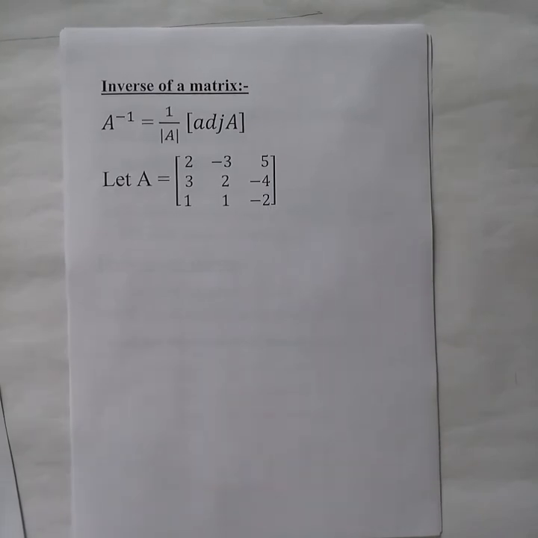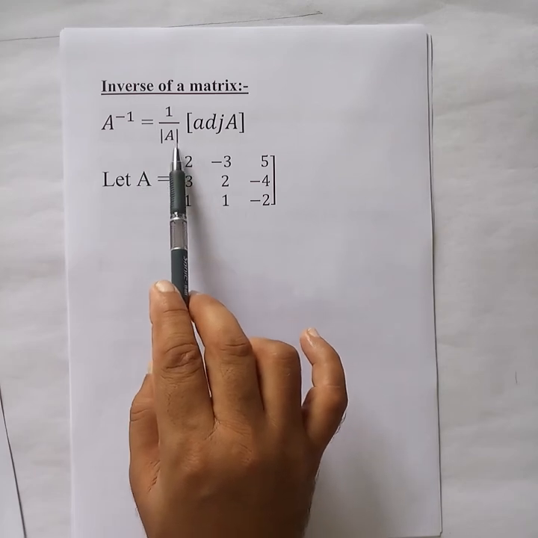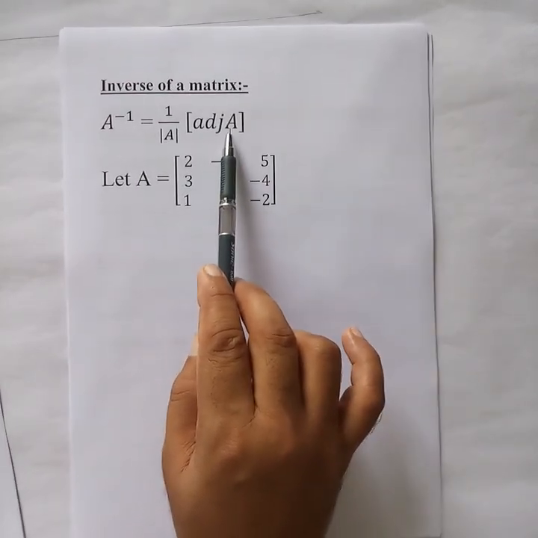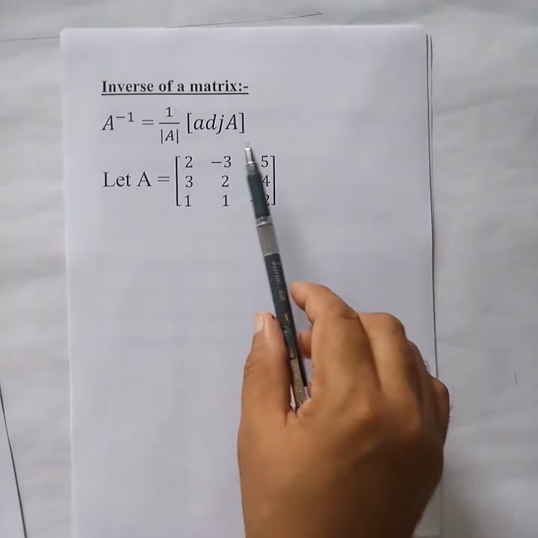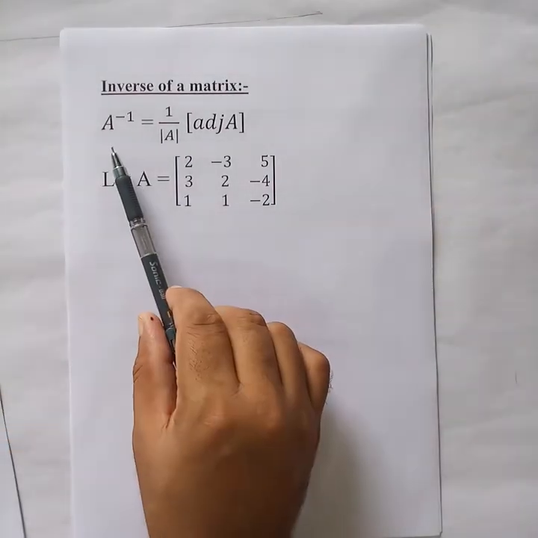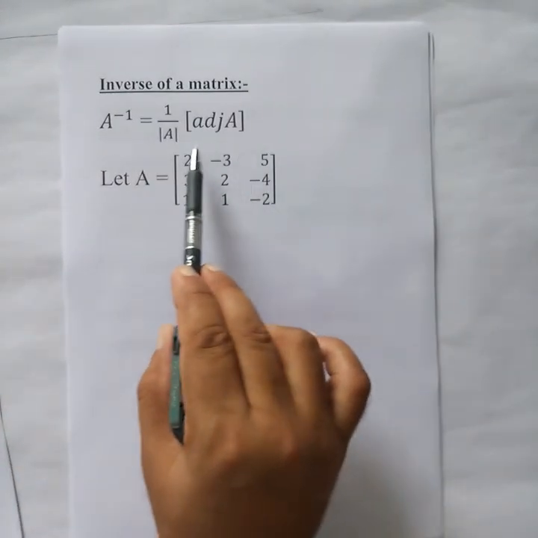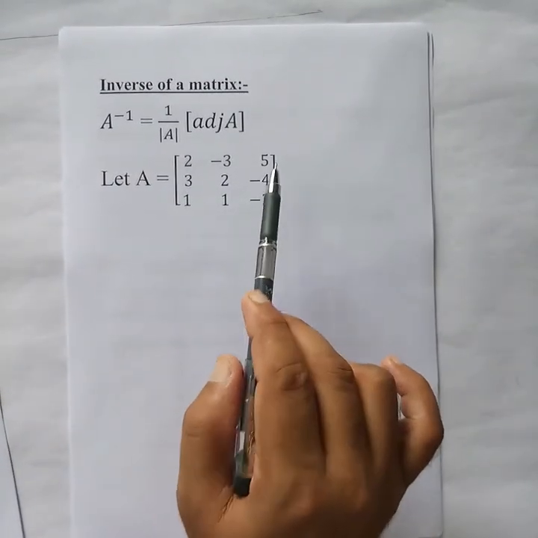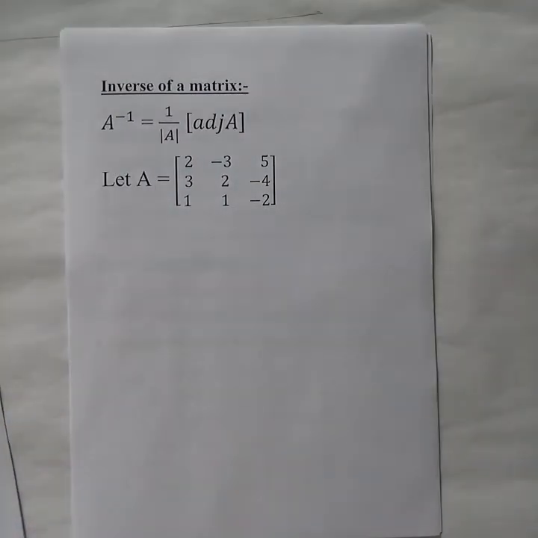Inverse of a matrix. Inverse of a matrix is given by this formula. A inverse is equal to 1 by A determinant into adjoint of this matrix. That is, if we divide adjoint of the given matrix by its determinant, then we get inverse of that matrix. We have worked on this matrix. We know its determinant and its adjoint also.